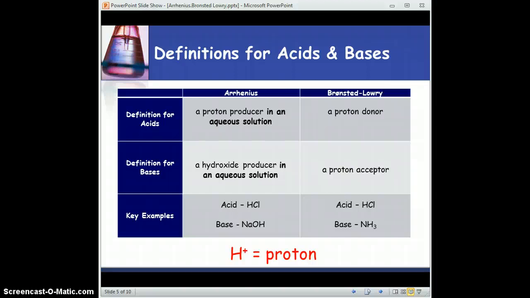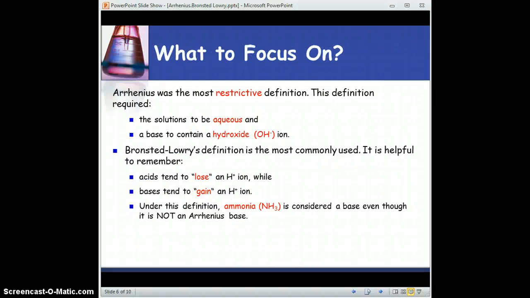Moving forward, I want you guys to fill in these notes as well. We're going to fill in a little bit of background information on these guys. So what exactly should you focus on? Arrhenius has the more restrictive definition of acids and bases, so he leaves some out. The solutions have to be aqueous, and a base has to contain a hydroxide. As I explained earlier, the main example of a base not containing a hydroxide is ammonia.